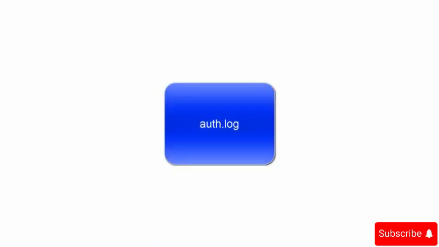The last is auth.log. The authentication log file is an essential log file found in Linux-based systems. It records security-related events, including user authentication attempts, successful logins, failed login attempts, and other relevant information. Monitoring the auth.log file can help administrators identify unauthorized access attempts or potential security breaches, allowing them to take appropriate actions to safeguard the system.